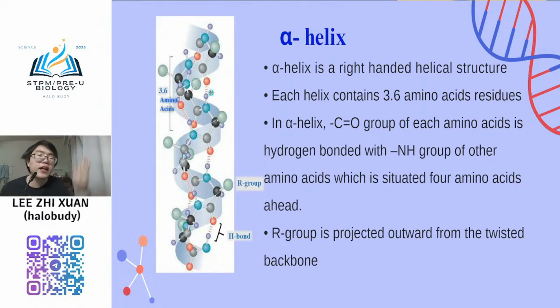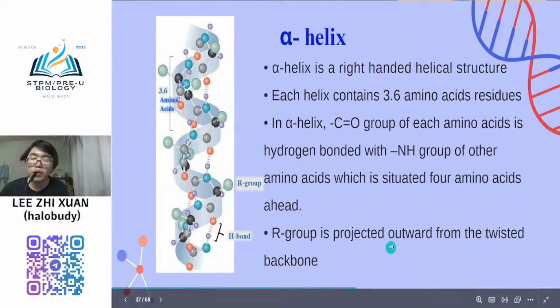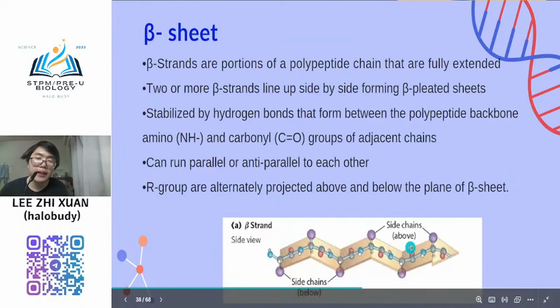So it's like a shortcut. They will not only be bonded like that, they will form a shortcut like that, so they can join together, tied together. It pulls them over there, so that they conform to the helix structure like this. So this one, the R groups project outward from the twisted backbone.